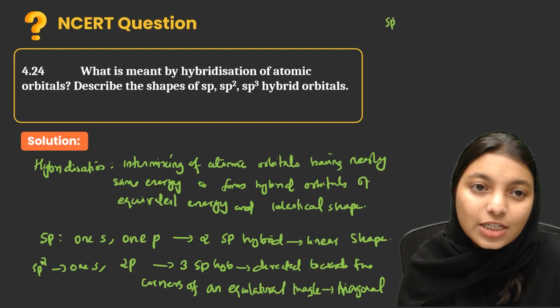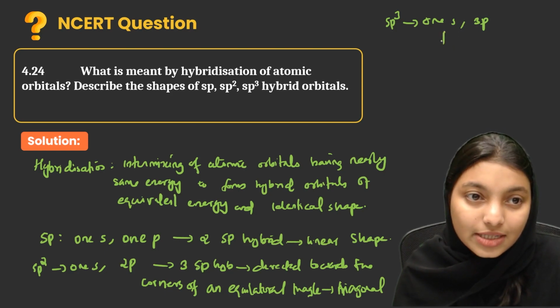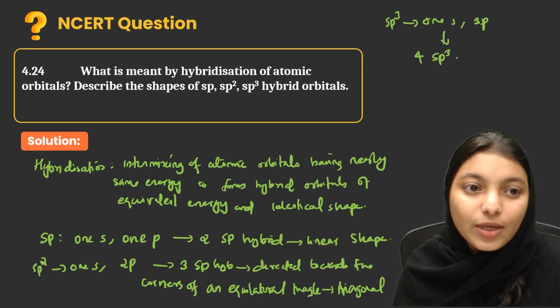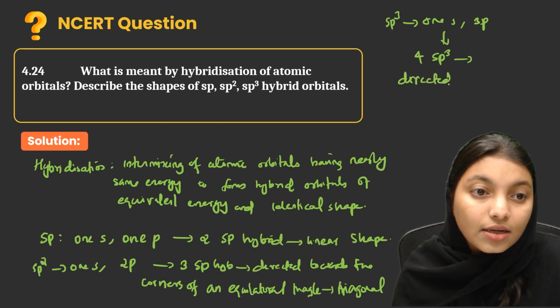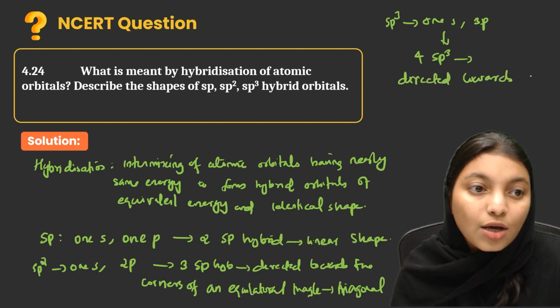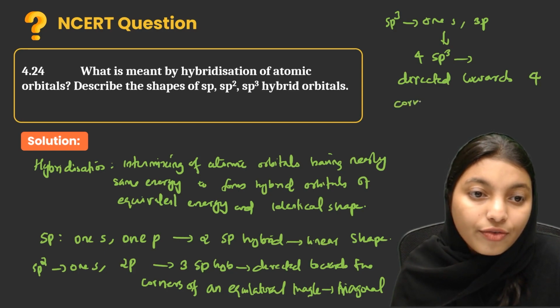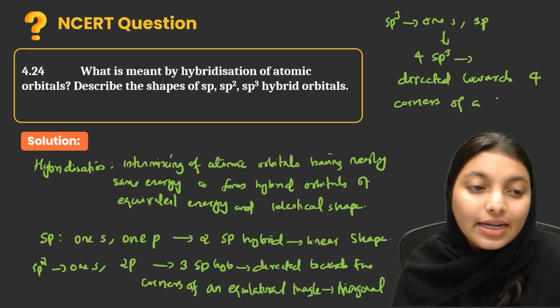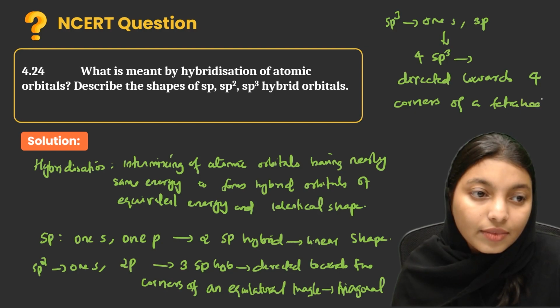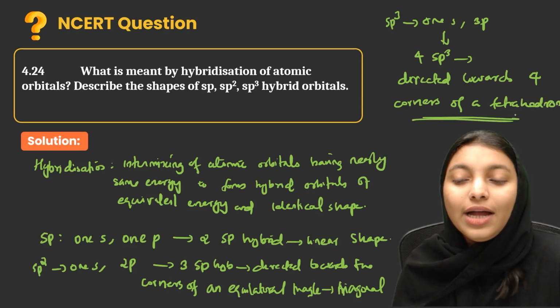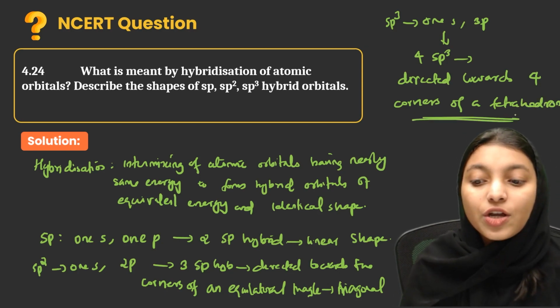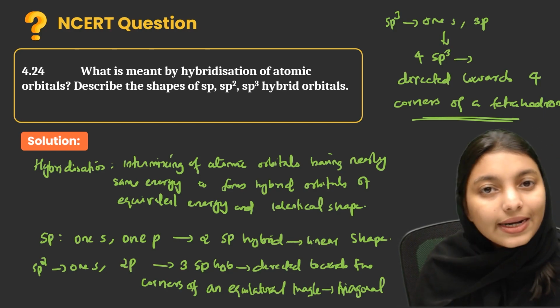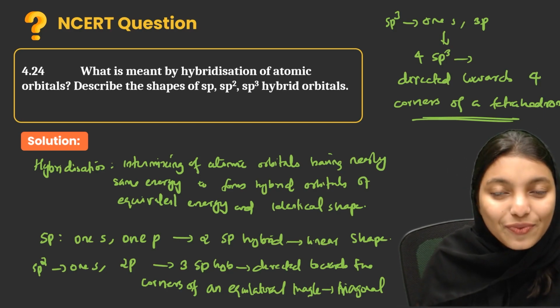And when it comes to sp3, one s and 3 p orbitals are intermixing and forming 4 sp3 hybridized orbitals, which are directed towards the four corners of a tetrahedron. So that is what hybridization is and their particular shapes. Clear? I hope you understood the answer for this question.